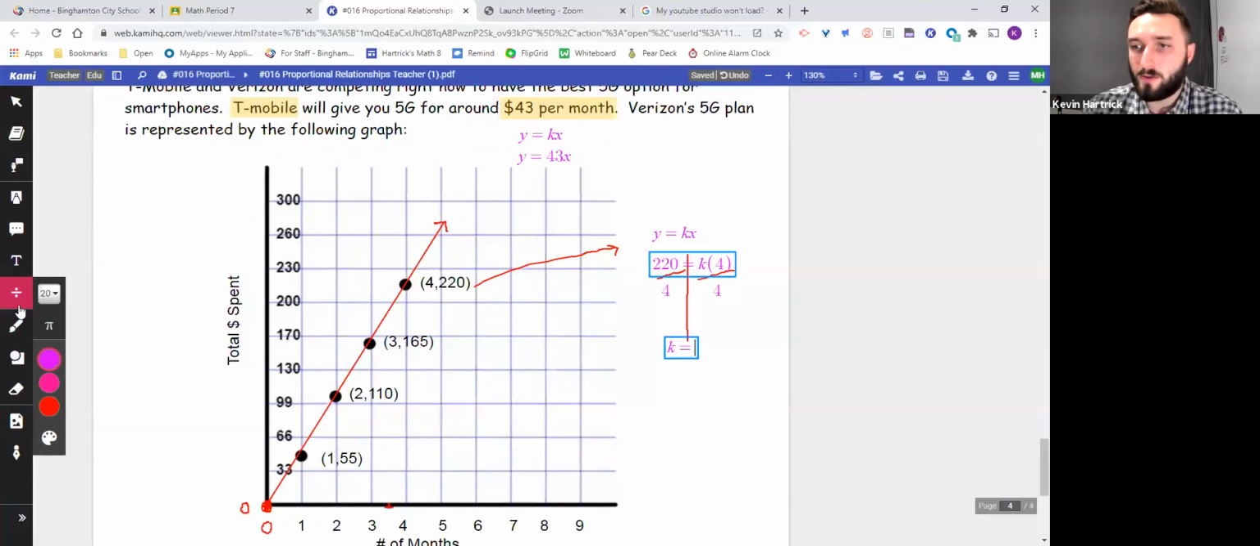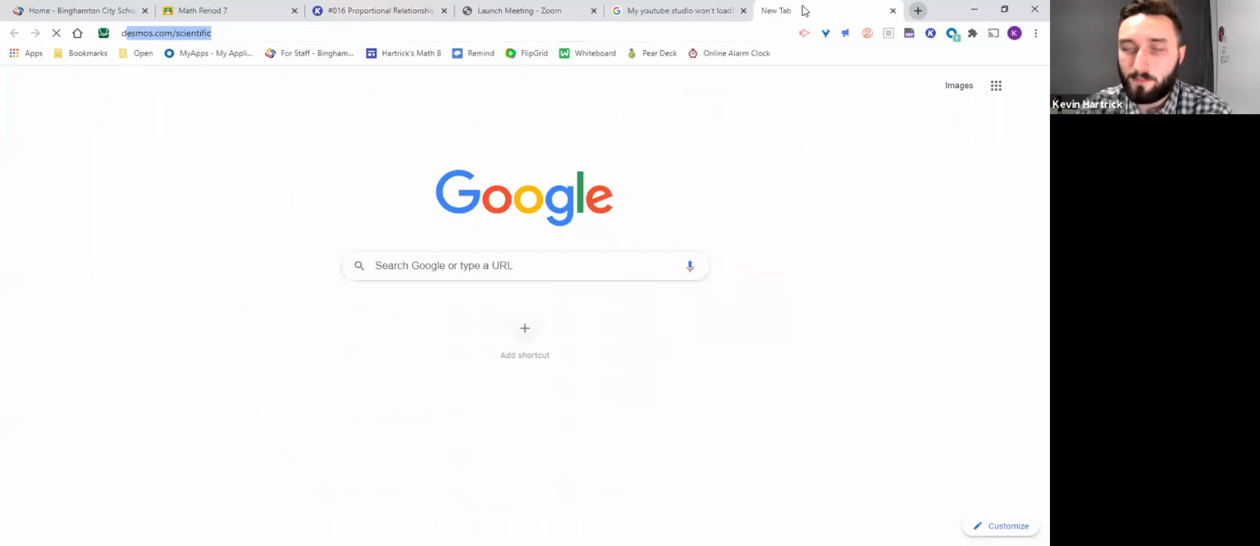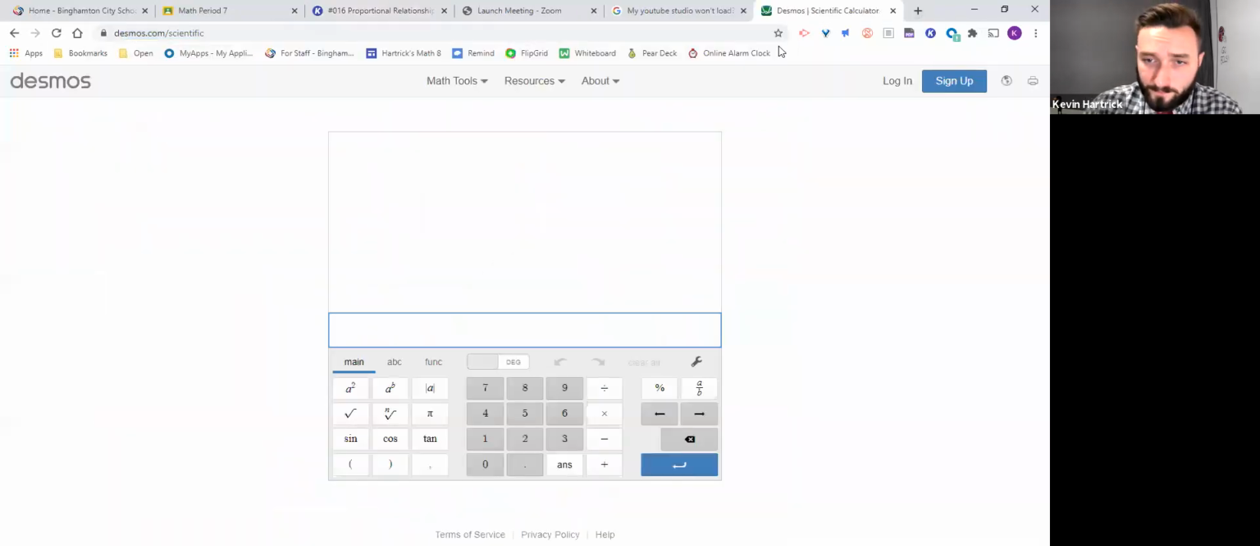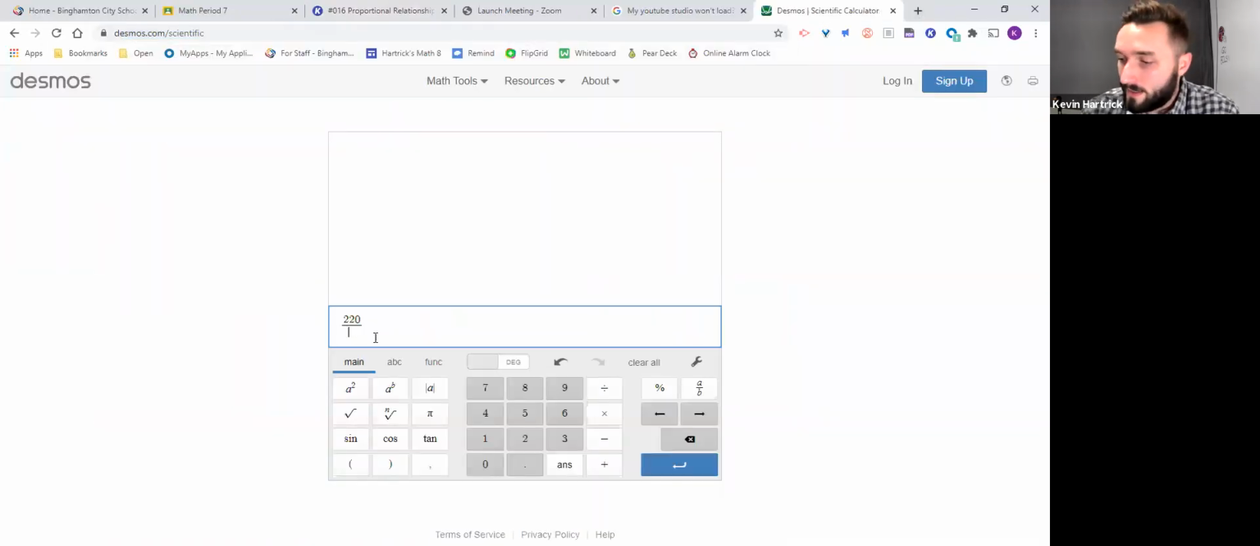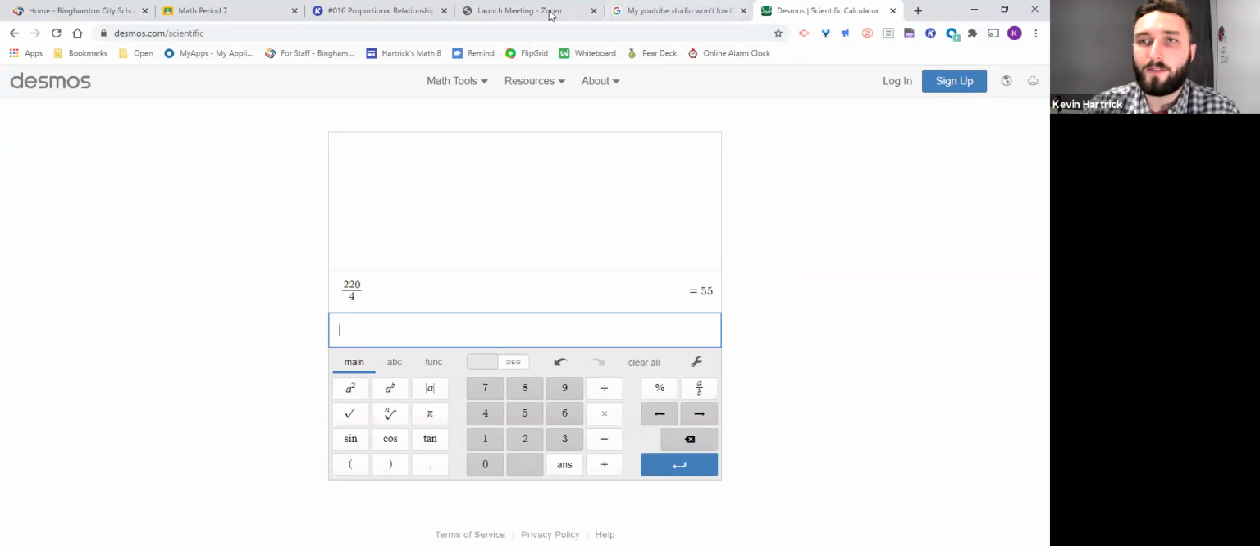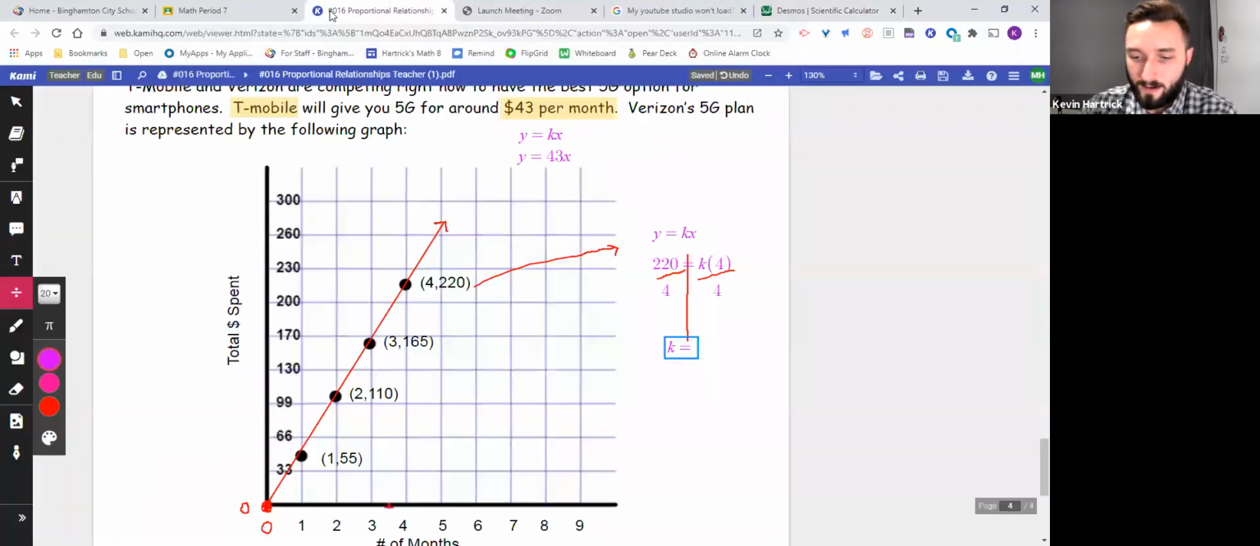Now, I don't know what 220 divided by 4 is in my head, so I'm going to pull up my Desmos calculator. I'm going to put in 220 divided by 4, and I get 55. So let's come back here, 55.